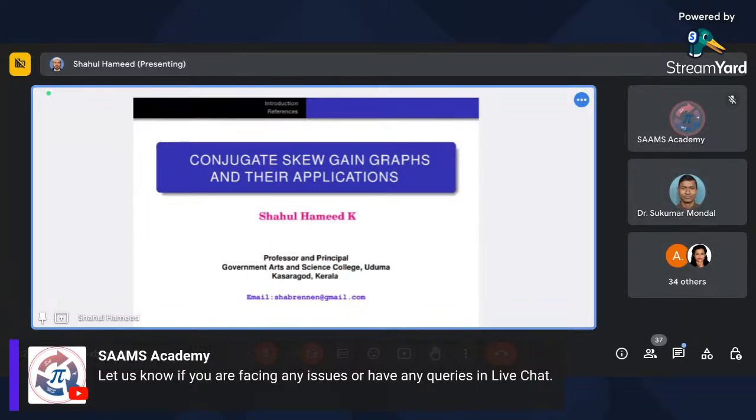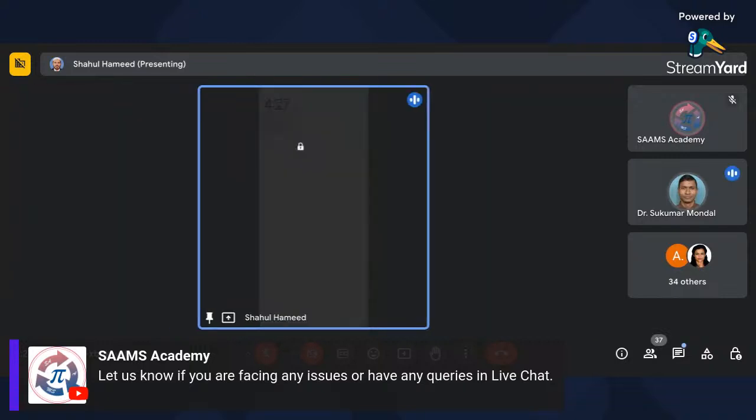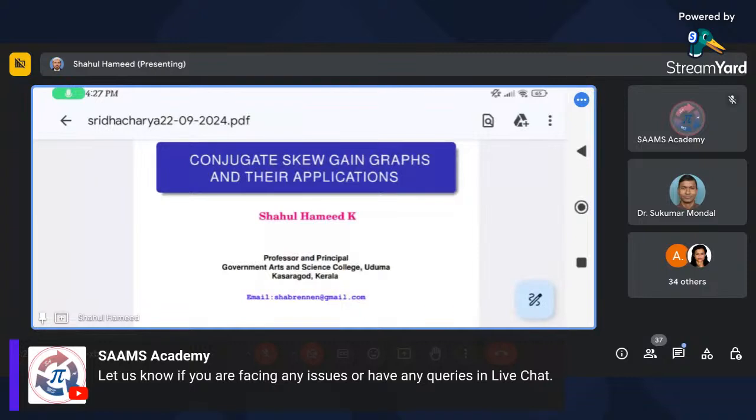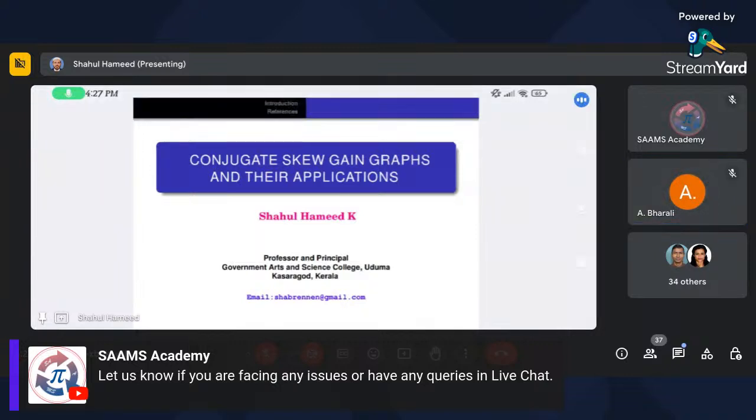extra energy with several features, with curiosity that... is it okay? Audible? Yes. The screen is visible also. The net connection here also is a problem. Yes. Okay.